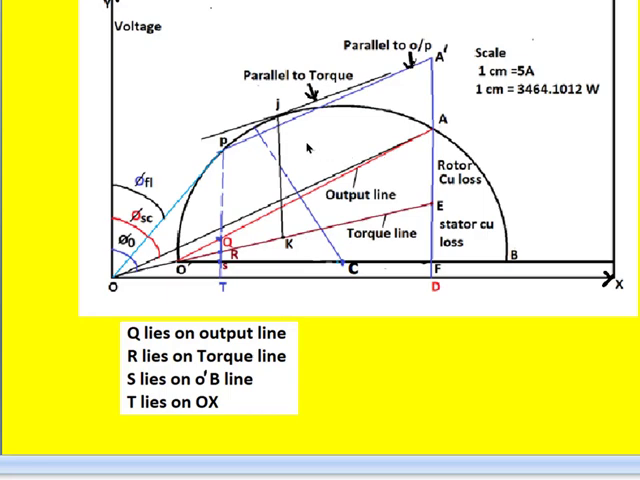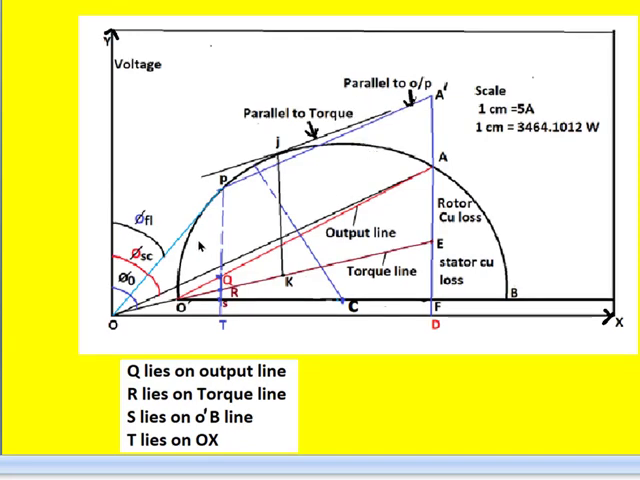Now draw a line parallel to the torque line and tangent to the semicircle. This is the torque line, and this is the parallel line to the torque line and tangent to the semicircle, that is the point here, J. And from J, draw a parallel line to the Y axis so that it cuts the torque line at point K. Then this JK represents maximum torque.